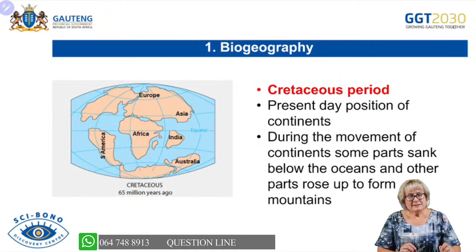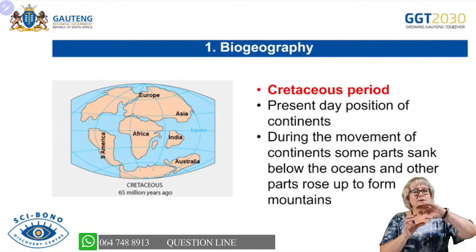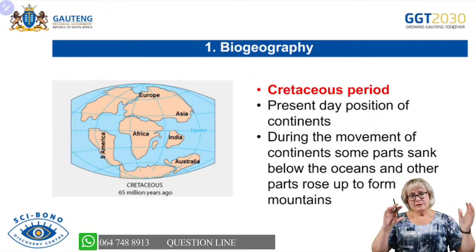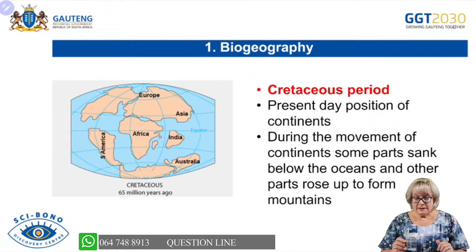And then, about 65 million years ago, in the Cretaceous period, we see that those two, the north and the south land masses, now start to spread also to the west and to the east, and then we see the continents in a position more or less like we know them today. And what is important is, during the movement of continents, some parts sank below the oceans and other parts rose up to form mountains.